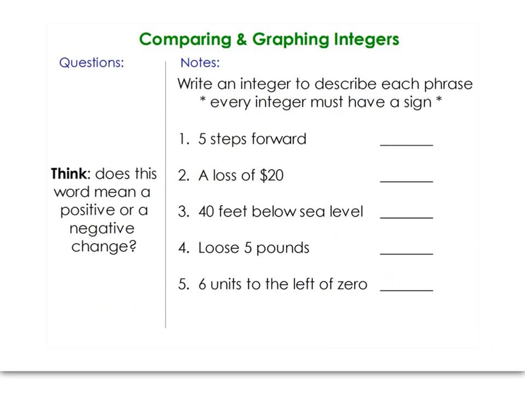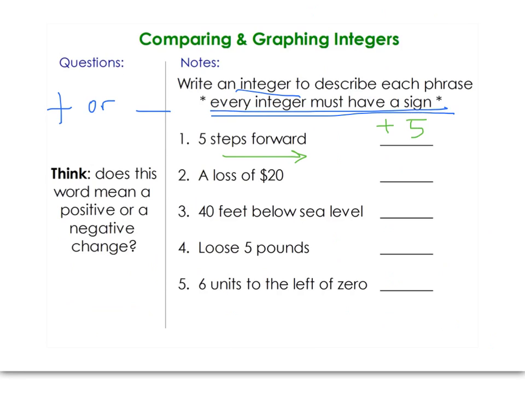So these directions say, write an integer to describe each phrase. Every integer must have a sign, meaning it needs a plus or a minus with it. So if I take 5 steps forward, that would be positive 5. I'm going forward 5 steps. I'm moving to the right on my number line. So that would be plus 5.